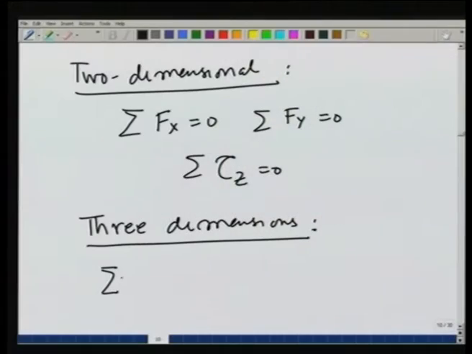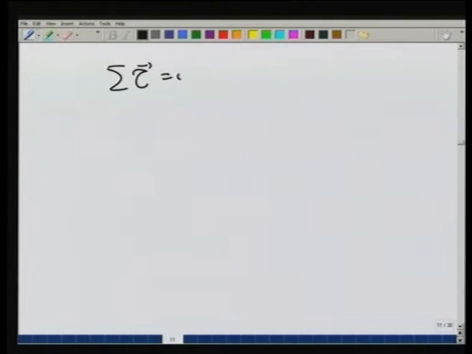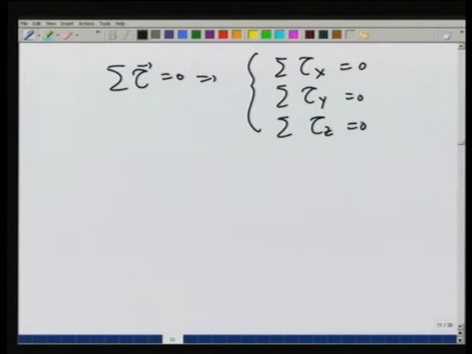In 3 dimensions, obviously, the condition that summation F vector is equal to 0 becomes summation F_x is equal to 0, summation F_y is equal to 0 and summation F_z is equal to 0. Similarly, the condition that summation tau vector is 0 implies that summation of all the torques along the x axis is 0, summation tau_y is 0 and summation tau_z is 0.